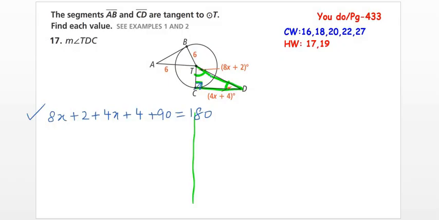So what is the sum of the other two acute angles? So 8x plus 2 plus 4x plus 4, it will always be 90 degrees only. And even you can see from here, if I move this 90 to the other side, it will be 90 minus 90 on the other side. So you will have 90 on this right hand side.